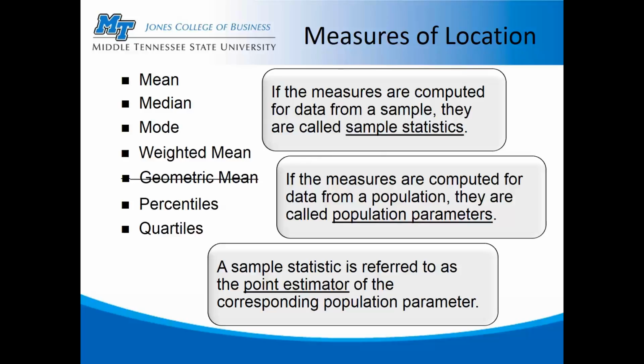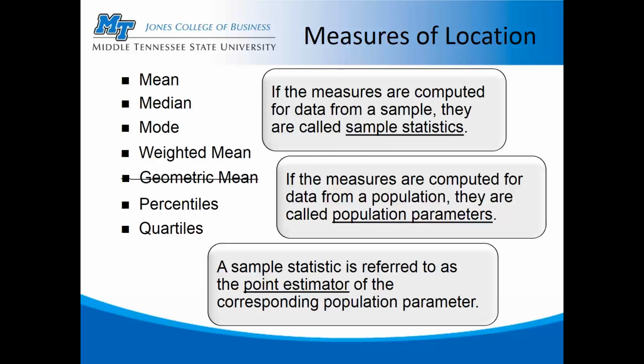All of those, the mean, the median, the mode, the weighted mean, are measures of central tendency. Percentiles and quartiles are measures that are still location measures, but they're off of the center.